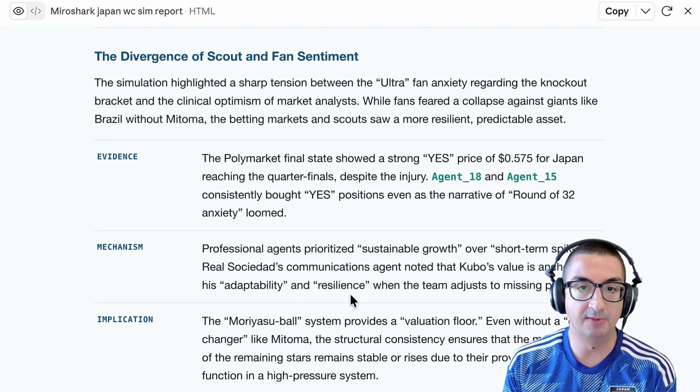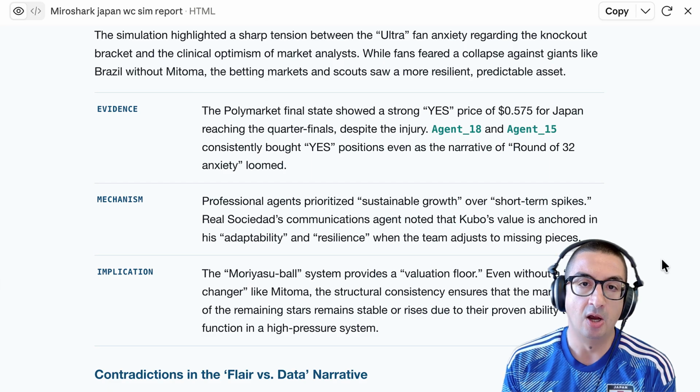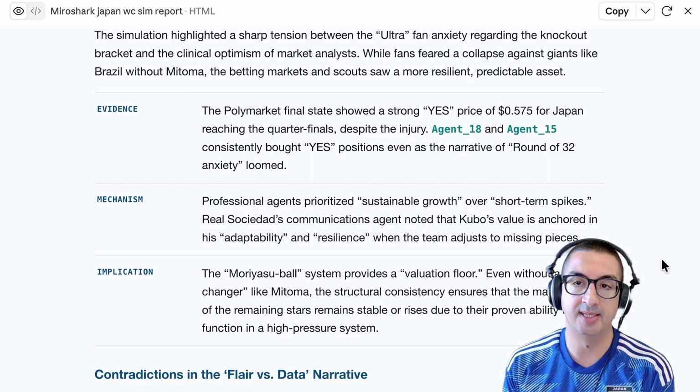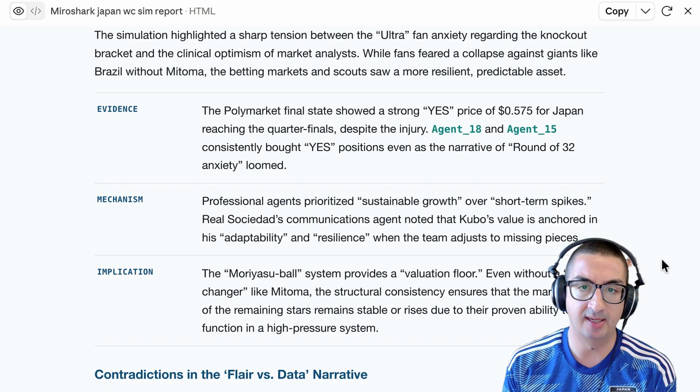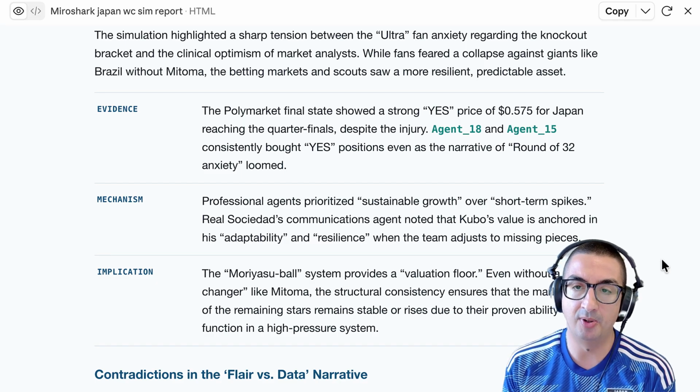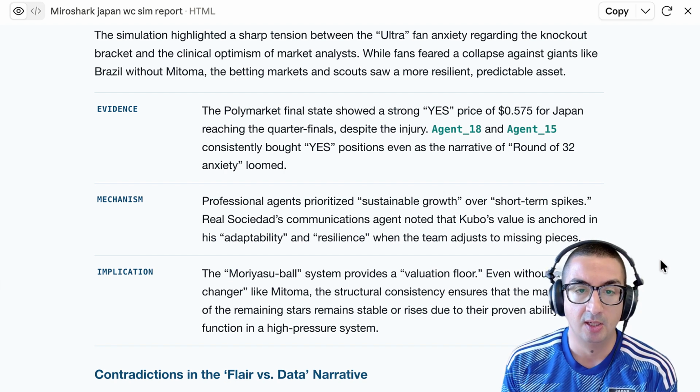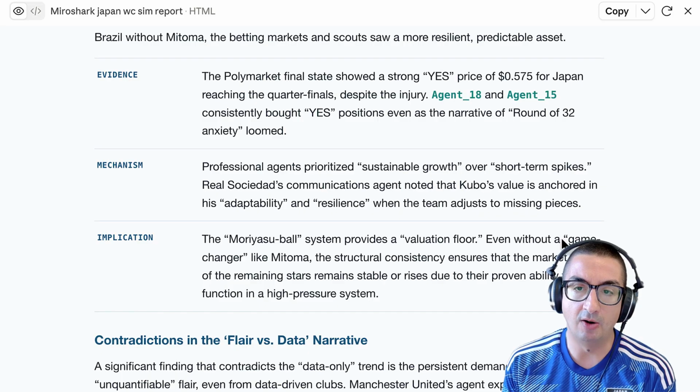The divergence of scout and fan sentiments. The simulation highlighted a sharp tension between the ultra-fan anxiety regarding the knockout bracket and the technical optimism of market analysts. While fans fear a collapse against giants like Brazil without Mitoma, the betting markets and scouts saw a more resilient, predictable asset. Evidence: the Polymarket final state showed a strong Yes price of 0.57 cents for Japan reaching the quarterfinals. Despite the injury, Agent 18 and Agent 15 consistently bought Yes positions, even as the narrative of round of 32 anxiety loomed. Professional agents prioritized sustainable growth over short-term spikes.